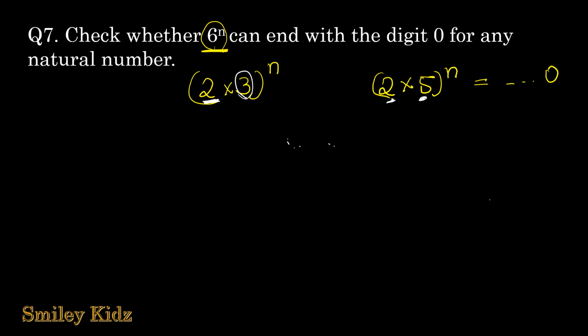But here 6 to the power of n can only be expressed as (2 times 3) to the power of n, which cannot end with the digit 0. If 6 to the power n should end with the digit 0, then it definitely must have 5 as its factor. But it's not possible because the only prime factors in the factorization of 6 to the power of n are 2 and 3. And the fundamental theorem of arithmetic states that the prime factorization of a natural number is unique. Therefore, for no natural number n, 6 to the power of n ends with the digit 0.